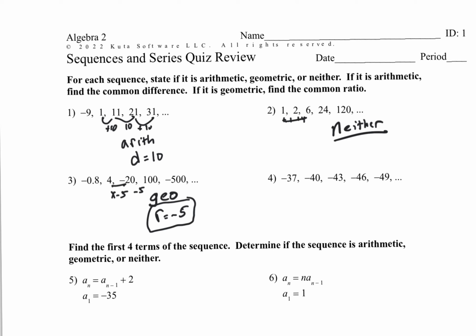And the next one, if I kind of look at it, looks like I'm subtracting 3. So arithmetic. And we have a common difference of negative 3.